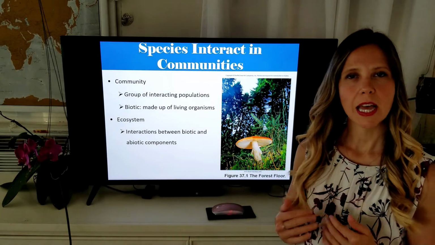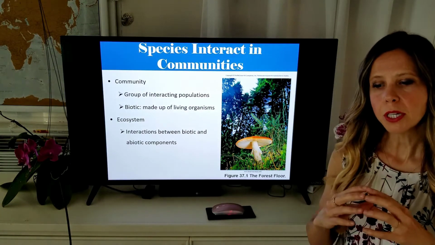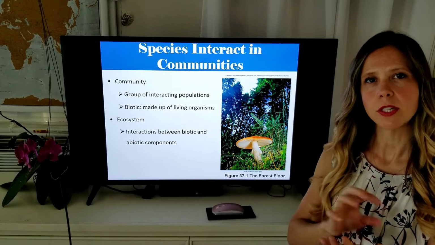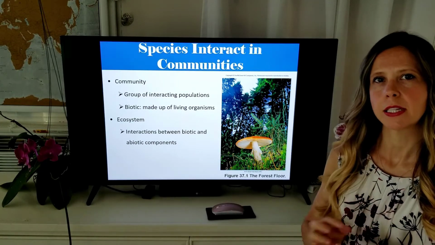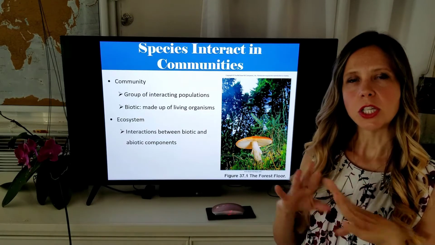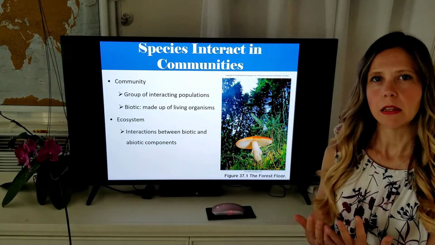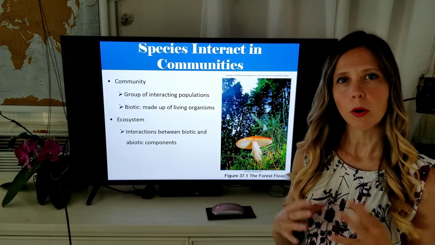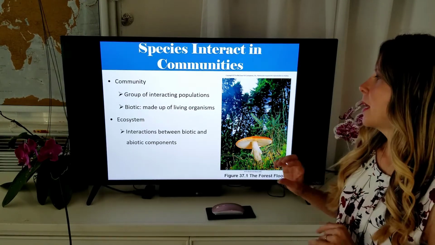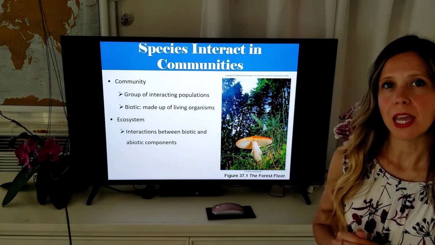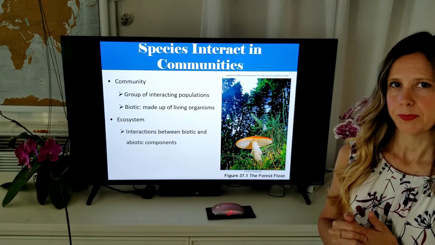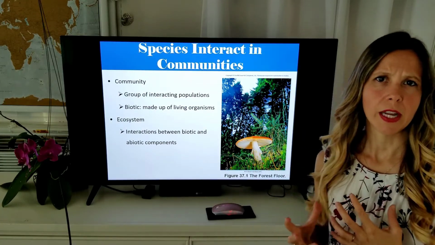Alright, so once again, just having a look at this, when we have a community, we have a group of interacting populations. So now we have individuals of different species interacting with one another. So the community is just our living factors, our living organisms, so the biotic component of that environment. The ecosystem is where we now bring in the biotic and the abiotic, so the living and the non-living components of the environment. Communities are going to vary in size.